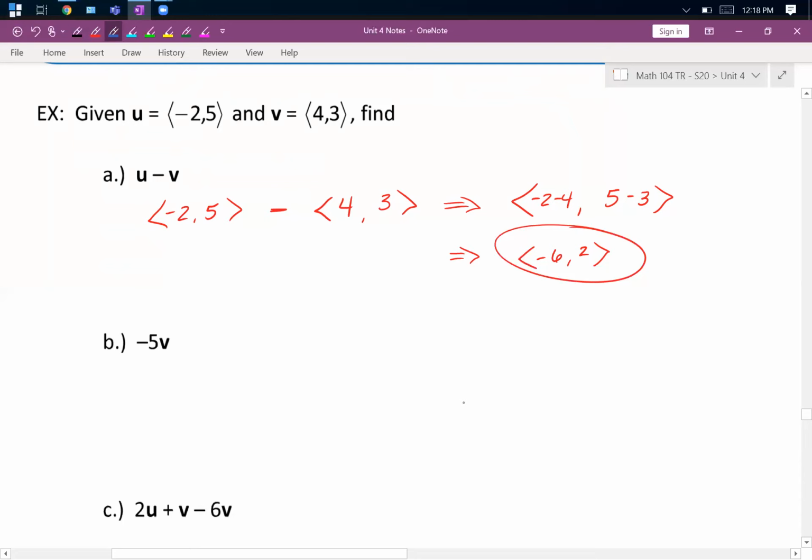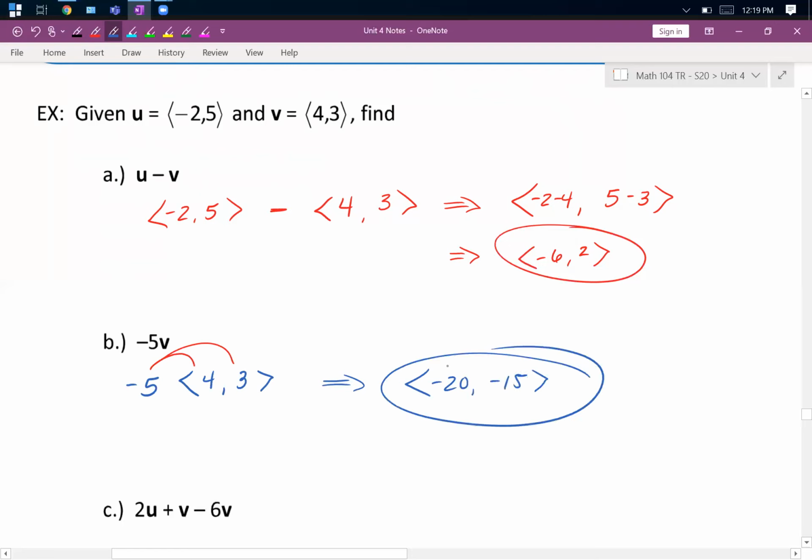For negative 5 times vector v, all we're doing is taking the negative 5 and distributing it into the two components in our vector v. This is going to give us negative 20, negative 15. That's it.